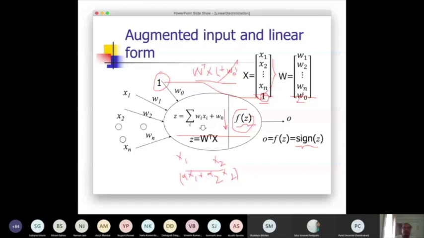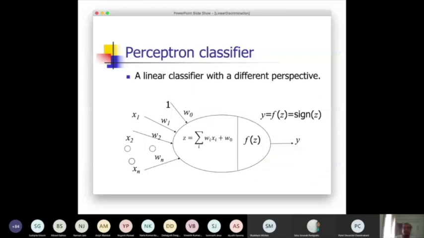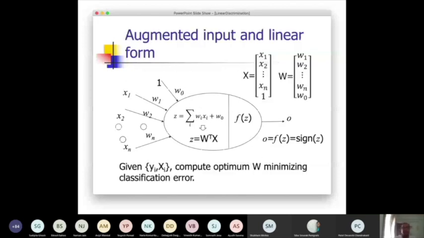So this is the problem: given a labeled data set where labels are denoted by yi and the corresponding input data set xi, we need to compute the optimum W minimizing classification error. Is this clear? Any doubt?